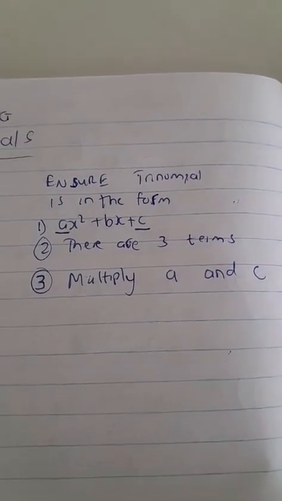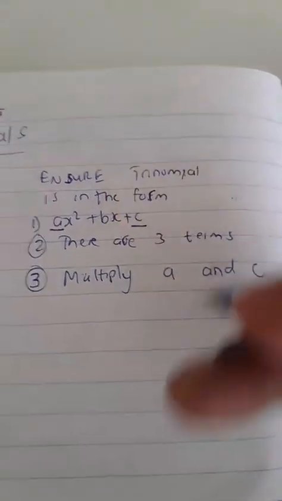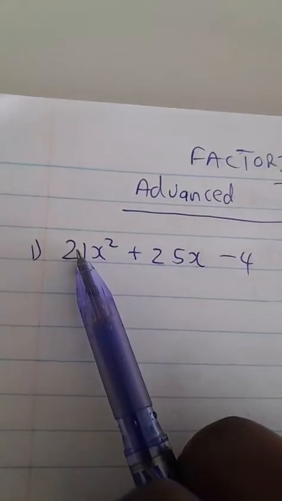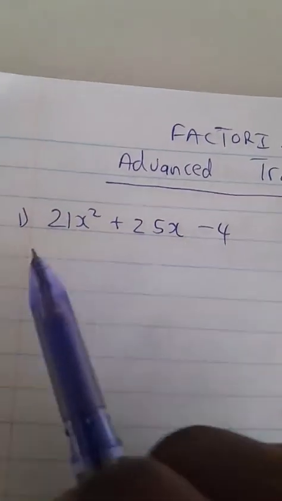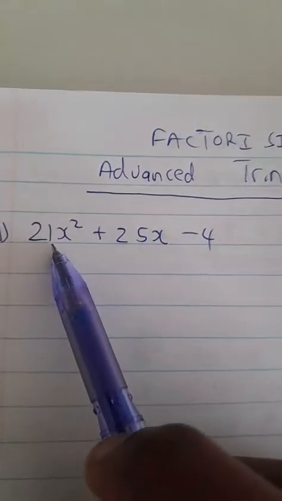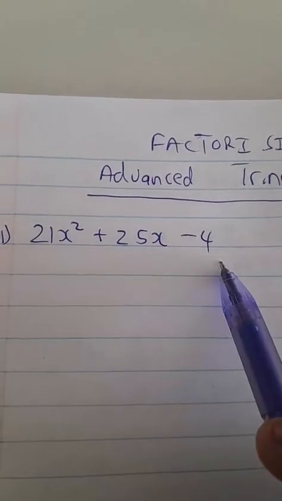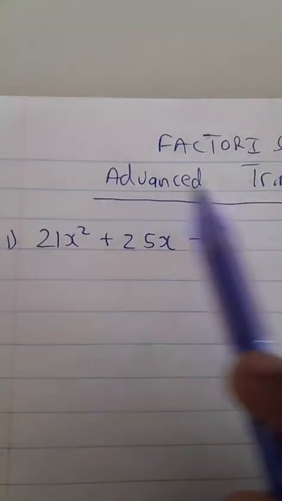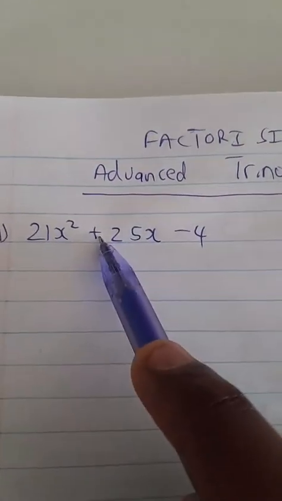Multiply A and C. Okay, so I'm not going to go further and write the other steps. Let us first go to our question. We have 21x squared plus 25x minus 4. Here we can see the coefficient of x squared is not 1. And in actual fact, there is no highest common factor as well. So that means we have to factorize this as it is. That's what I mean by this being an advanced trinomial.